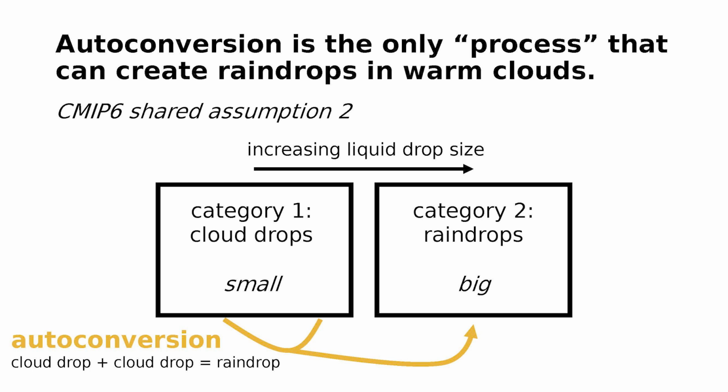So going back now that we've talked about what autoconversion is, into these CMIP6 shared assumptions, the next one is that autoconversion is the only process that can create raindrops in warm clouds. Obviously this is really important when we think about precipitation initiation as something shaping not only the water cycle, but playing a big role in cloud lifetime and cloud radiative effects. And I think we also heard yesterday about how autoconversion can mess up lots of things in mixed phase clouds too, though that's not the focus of today.